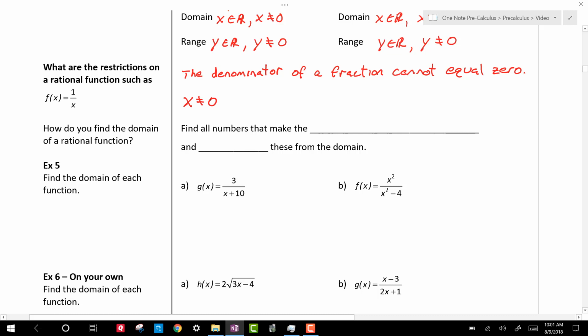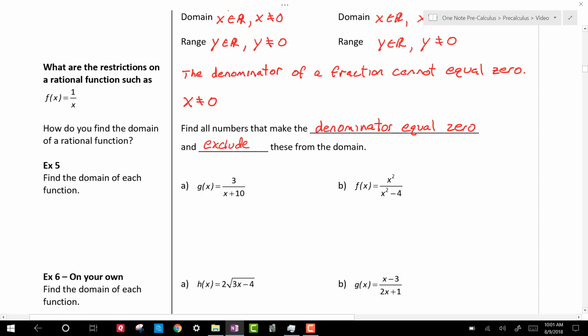All right? So how do we find the domain of any rational function? We're going to find all of the numbers that make the denominator equal 0. So we'll find the ones that basically don't work, and we'll exclude these from the domain.